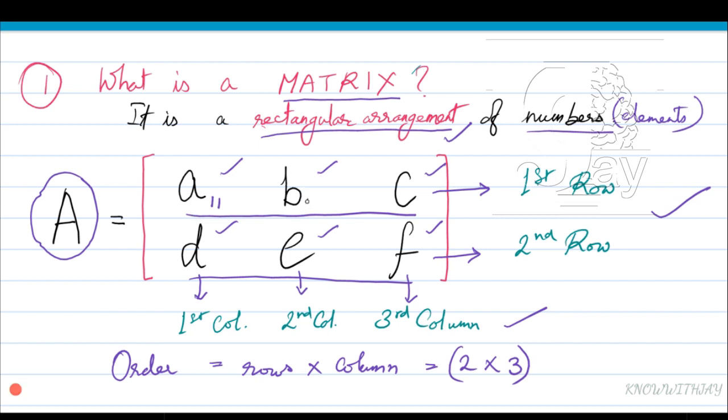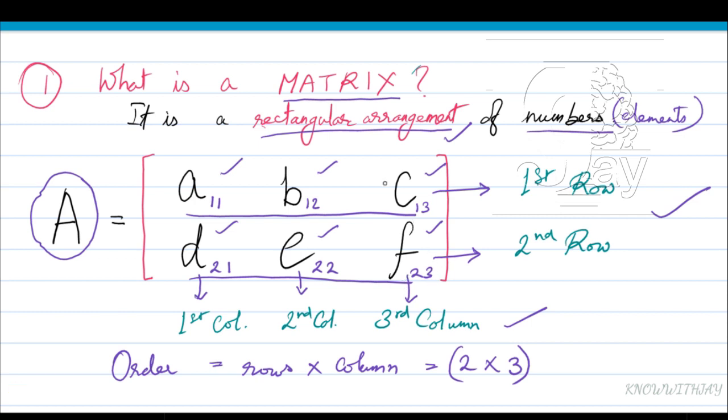B is 1, 2, so it belongs to the first row and the second column. C is 1, 3, first row and third column. D is 2, 1, so it belongs to the second row and first column. E is 2, 2, second row, second column. F is 2, 3, so second row, third column.